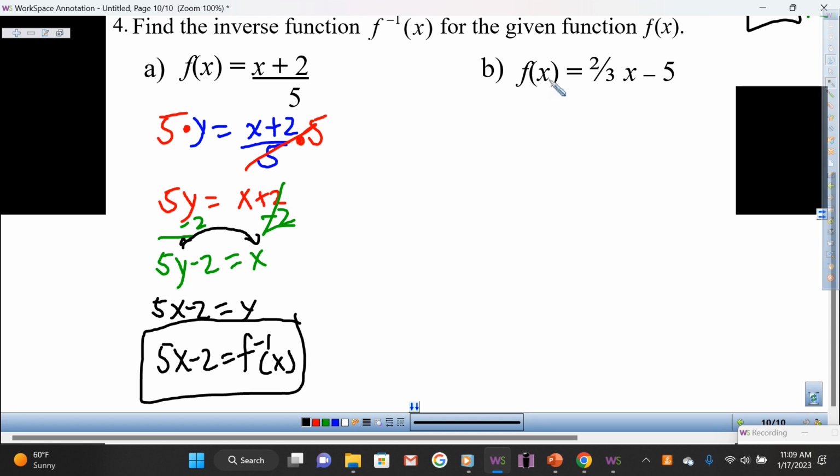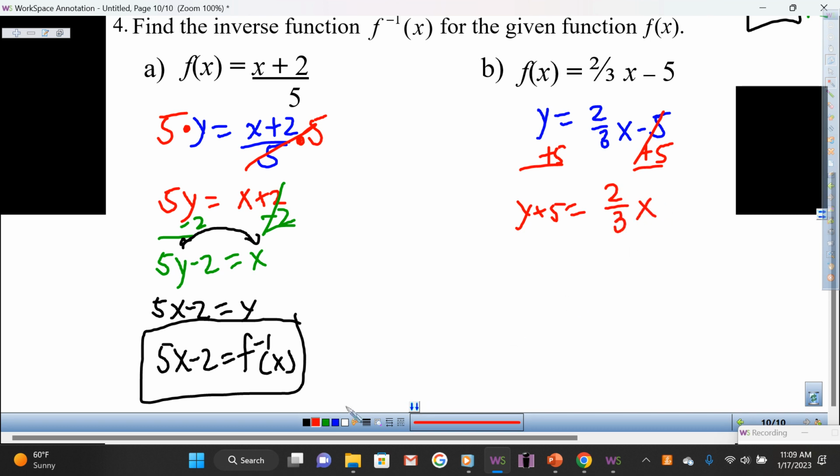All right, let's go to B. Let me pass it to Frida. Go. Yes, f(x) is y, 2/3 x minus 5. And then? Add 5, add 5. We got y plus 5 equals 2/3 x. The reciprocal, multiply this by the reciprocal to cancel it, but we do that to both sides. So this is a giant 1. 1 times x is x.